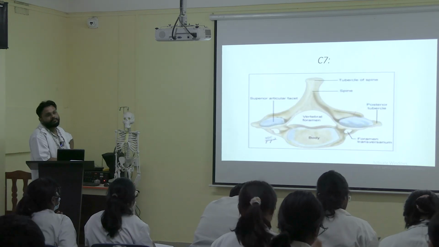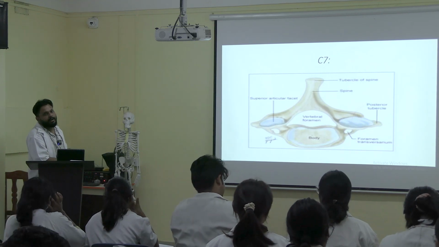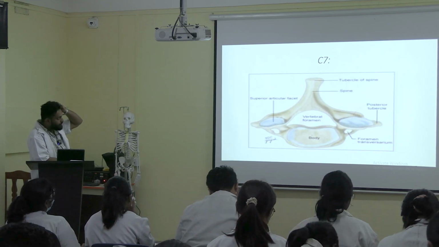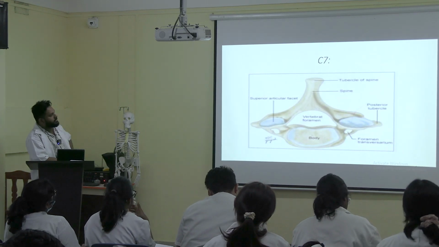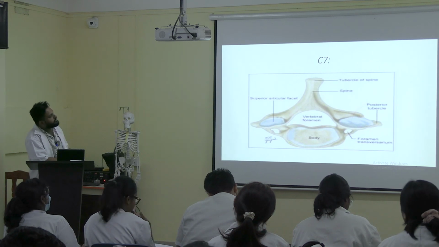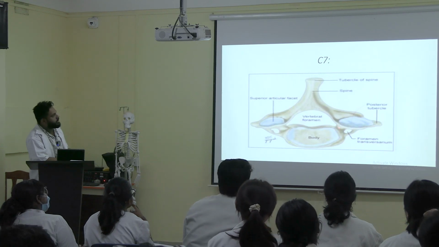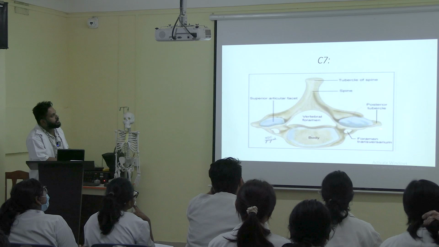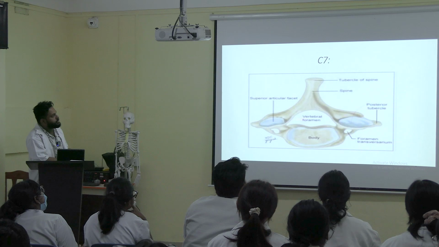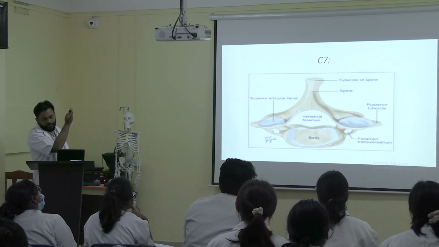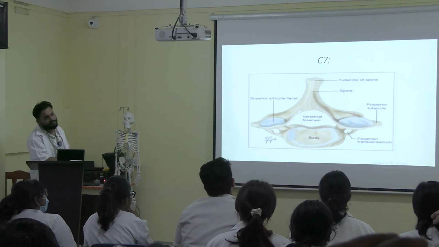This is the last atypical cervical vertebra, that is C7, also known as Vertebra Prominens, because it is having a prominent and relatively longer spine. What are the parts? Obviously the same. This is the body. What is this foramen? Foramen transversarium. So this will be the transverse process. This is the posterior tubercle. This will be the which facet? Superior articular facet. And this is the spine.